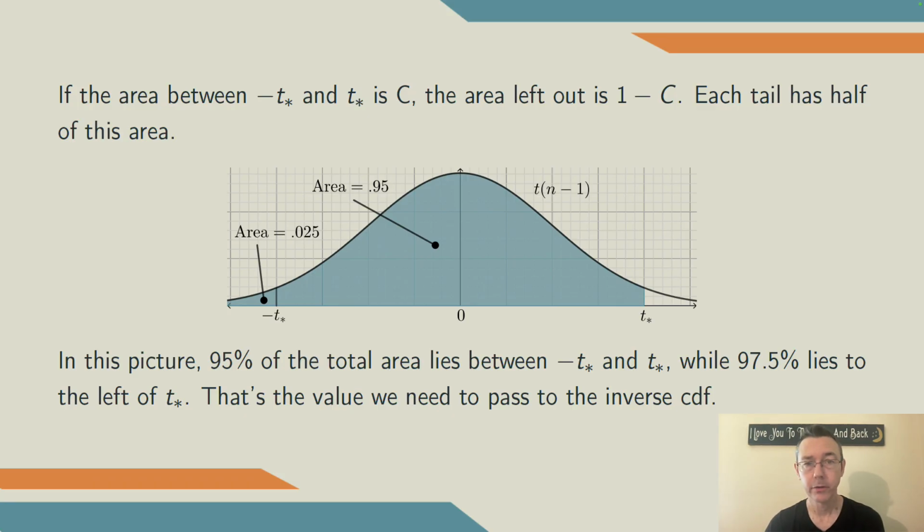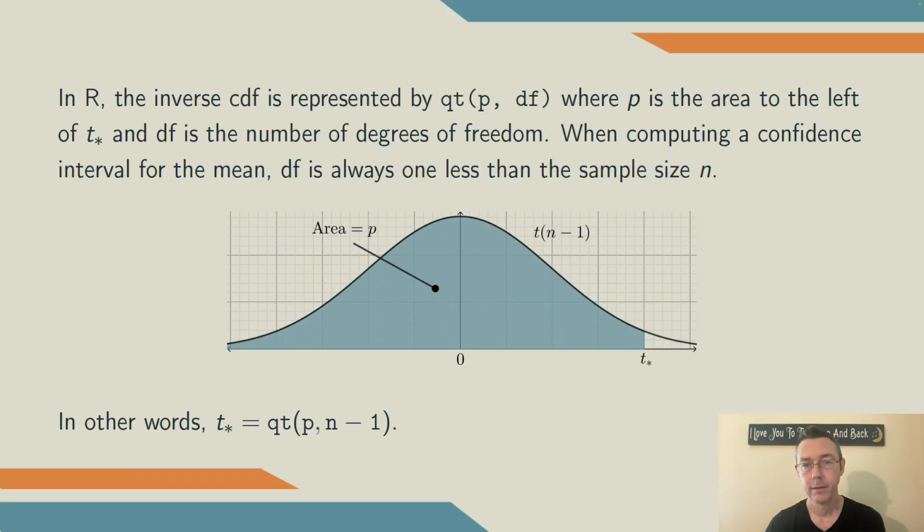In this picture, I'm showing an example where C is 95%. That's the most common confidence level in use. That means that if the area in between is 95%, there has to be 5% left out on the ends. So that means 2.5% left out on the left, 2.5% left out on the right. Therefore, 97.5% of the area lies to the left of t star, and that's what I have shaded here. That's the value we need to pass to our inverse cumulative distribution function.